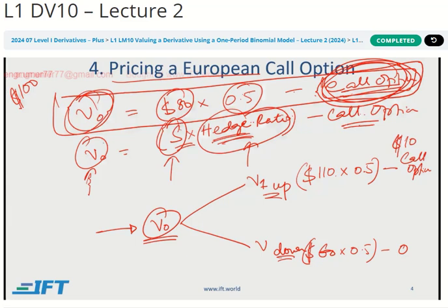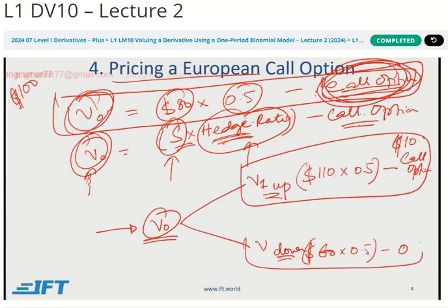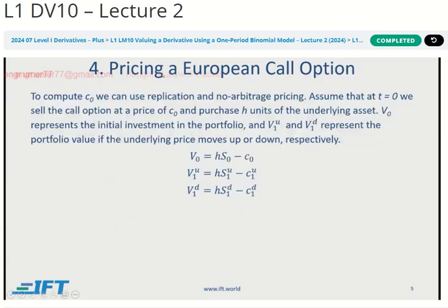And how we figure out the value today is by making the value of tomorrow, whether it is up or down, equal to each other. And that is how we figure out the value and the hedge ratio. And let me demonstrate how all this is done. Now, the first thing is that the value today is the hedge ratio multiplied by the spot price today minus the call option premium today.